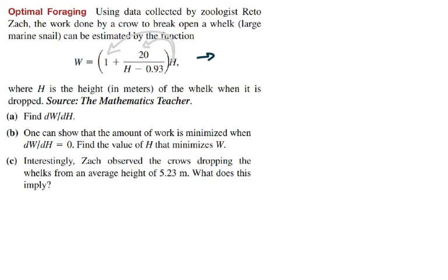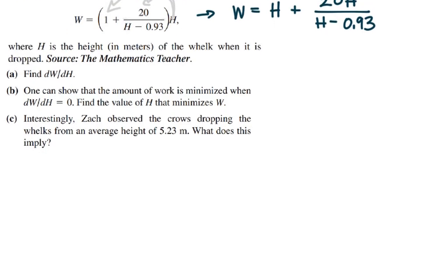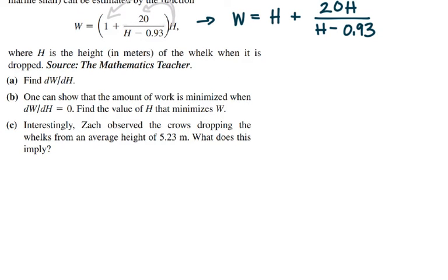So I'm going to rewrite my problem, and I'm going to say that work is equal to h times 1 is h plus 20h over h minus 0.93. So now when I look at this, I have two terms, if you will. Because I've distributed, I have two terms to differentiate. This first term is going to turn into 1 when I take the derivative, and the second term, that's where I'll use my quotient rule. So these problems, it's all about making sure when you look at the problem that you try to use your algebra to simplify first if you can.